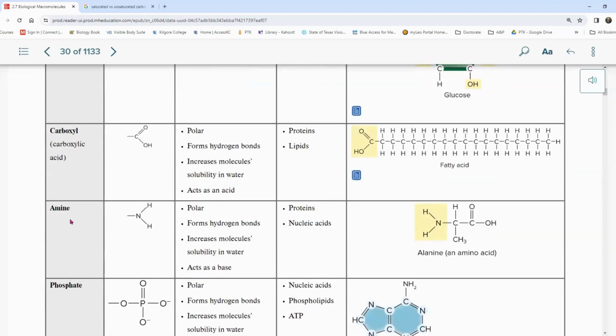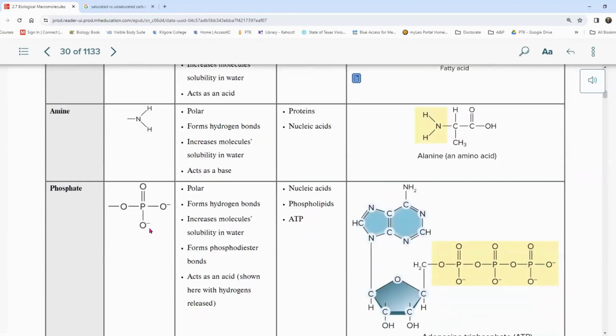An amine group, which means it has a nitrogen in that group, which is what amine means. You're going to find this in nucleic acids and proteins, or amino acids. There goes the name amine, which means it has a nitrogen base in there. Like alanine, which is an amino acid, it has that amine functional group in there. This is what makes it an amino acid.